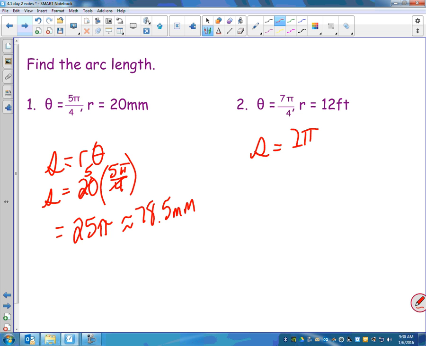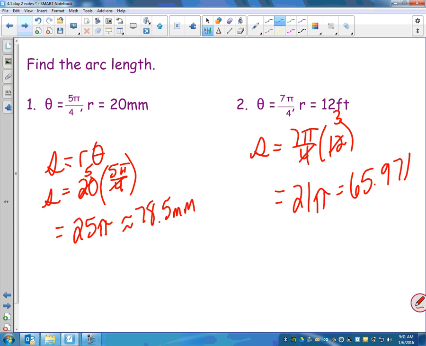So again, it's really easy if it's in radians. You just multiply the theta times the radius, and so this one would be 21 pi. But you might say, hey, that's smaller than the last one, but remember that we're in feet now, right? Did I do that right? 65.97. Again, I'm okay if you just do that.